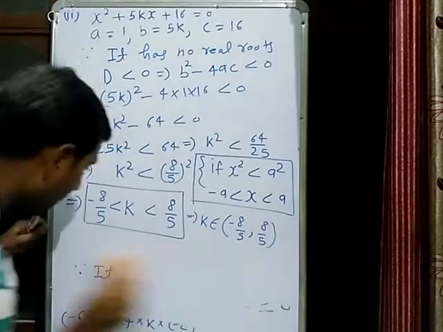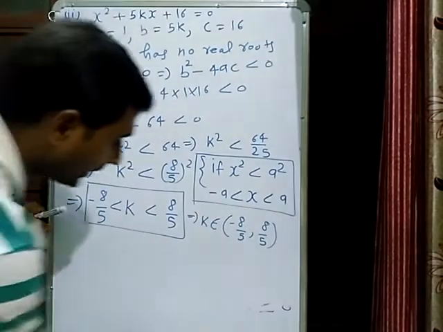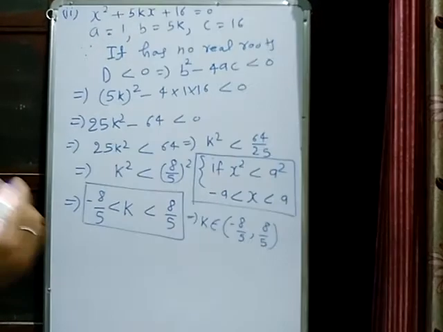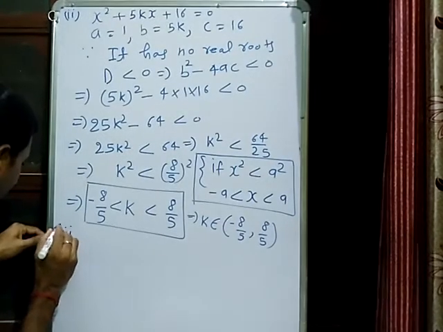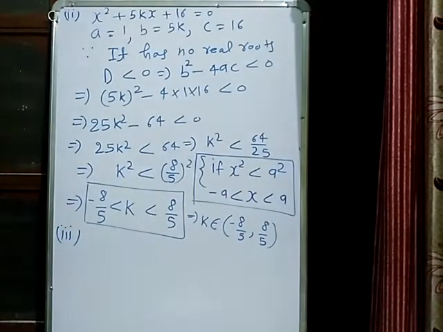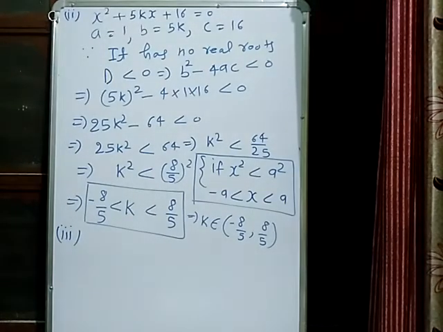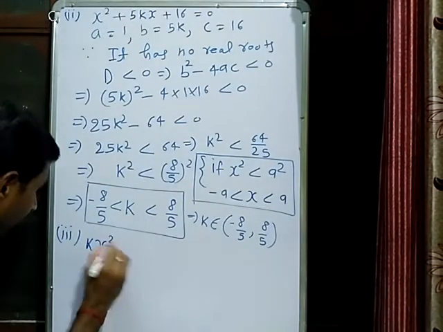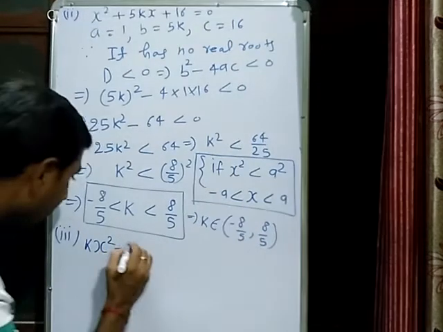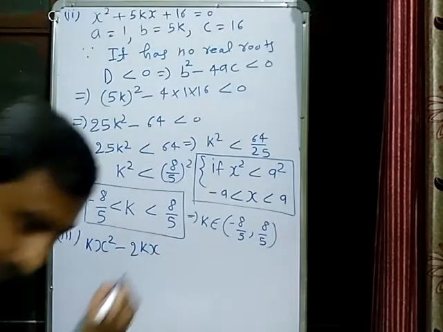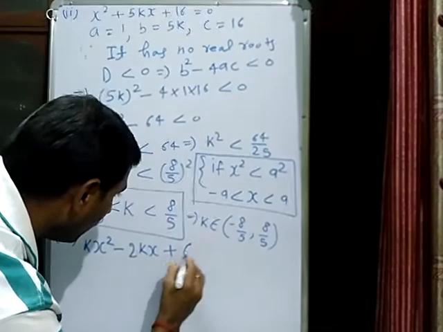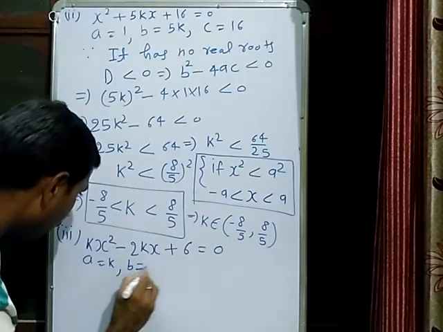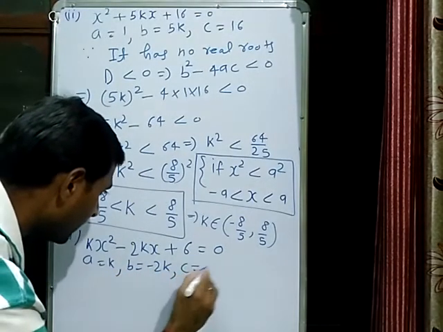This is question number 3, its second part. And question number 3 has equal roots. So simple, has equal roots. So for equal roots, I will write the equation in simplest form. It is given kx into x minus 2, multiplying we get kx square minus 2kx plus 6 is equal to 0. What is a? a is k. What is b? b is minus 2k. And what is c? c is 6.